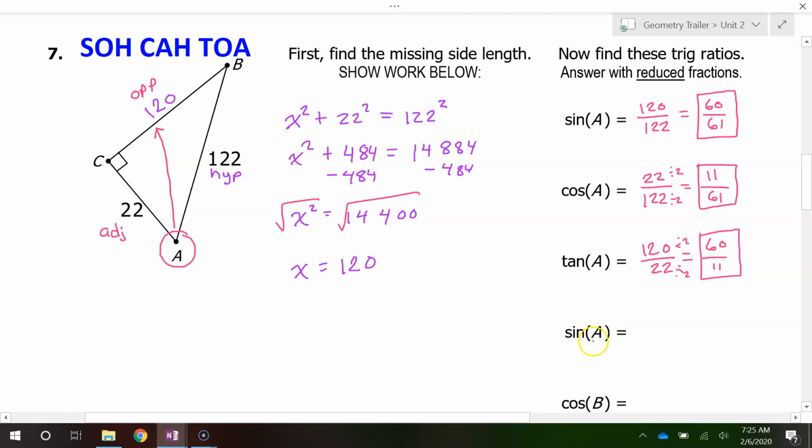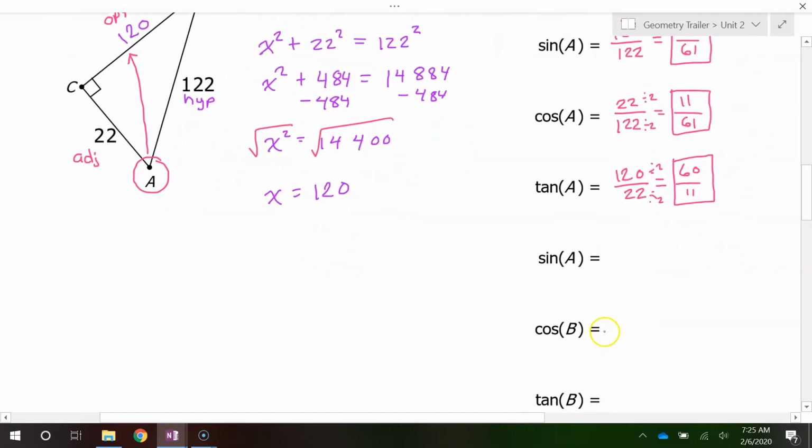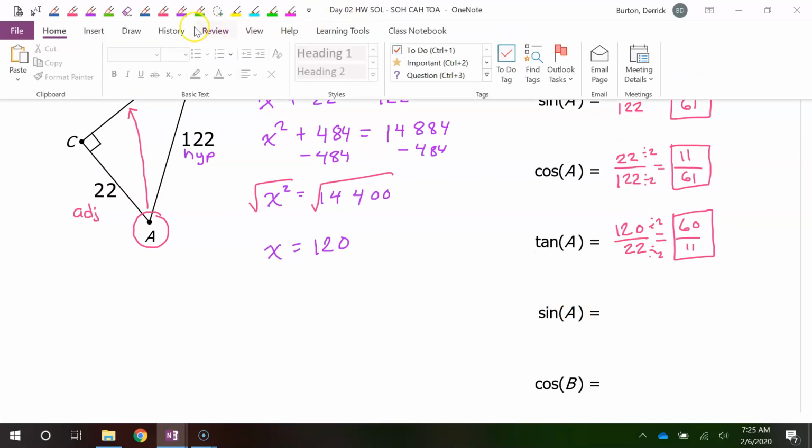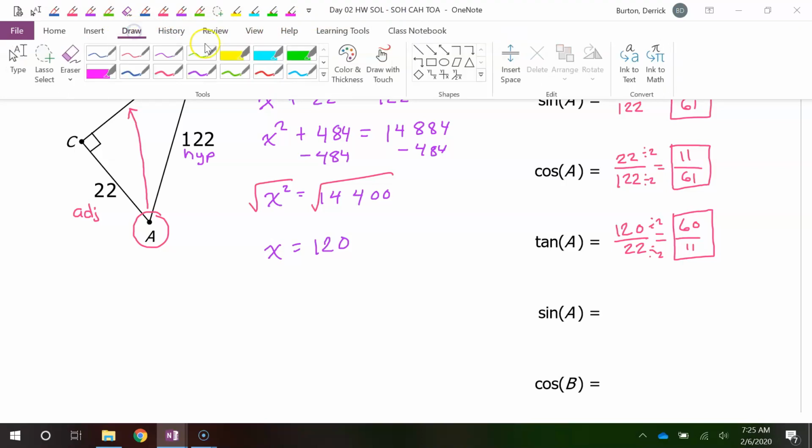All right. Okay, this says sine of A again, but I'm sure that they meant sine of B. So that's what I'm going to do.